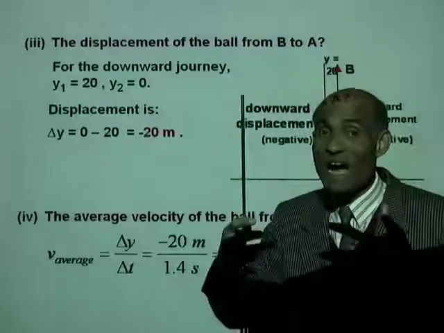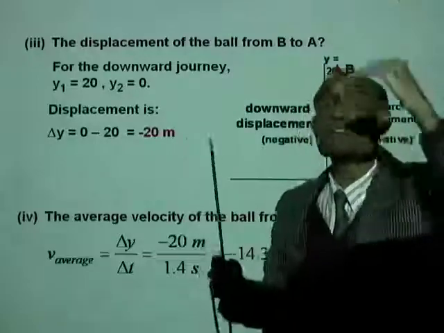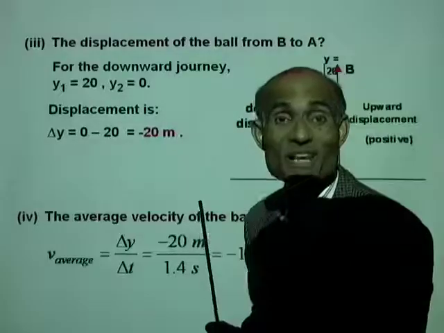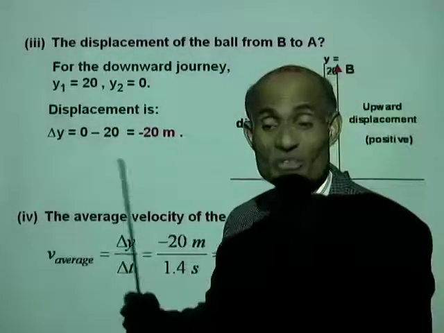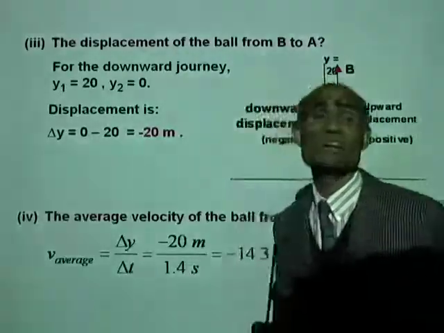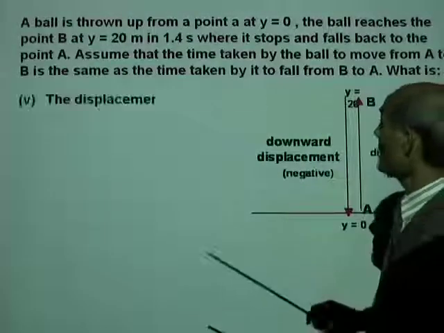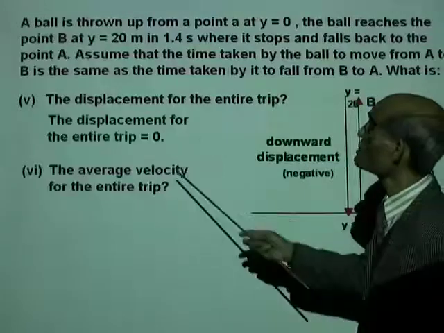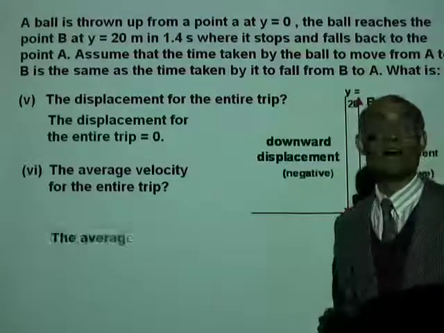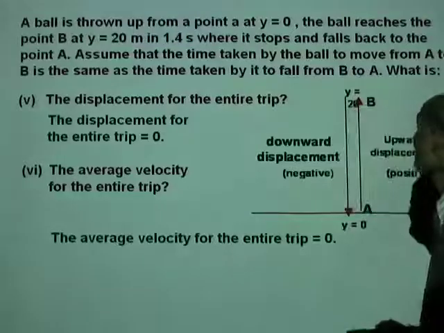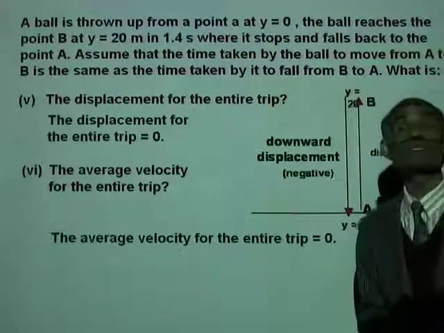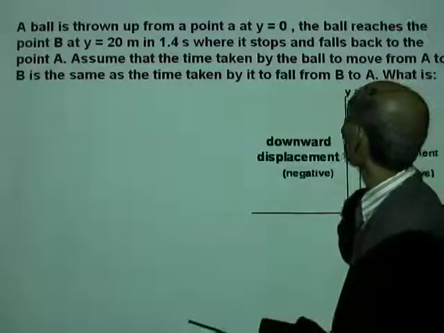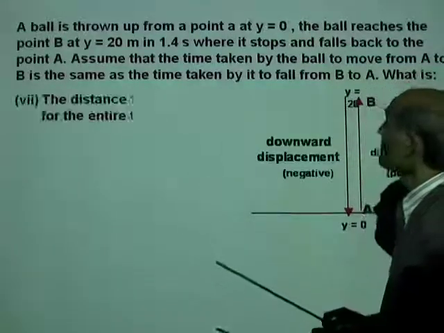What is the average velocity for the entire trip? It is 0. The displacement for the entire trip is 0. The average velocity for the entire trip is 0. Alright? We answered that already. The displacement for the entire trip is 0. And the average velocity for the entire trip also is 0. Okay. How about the next one?